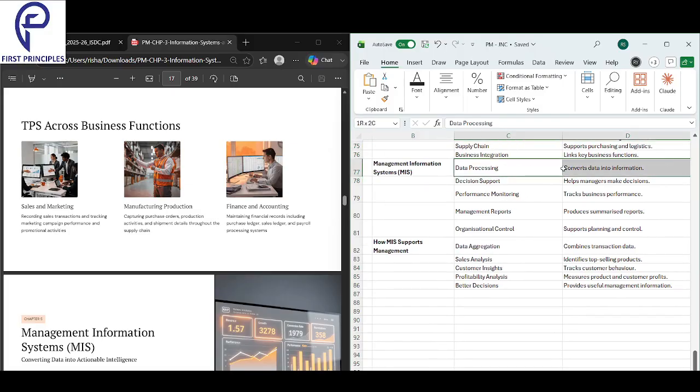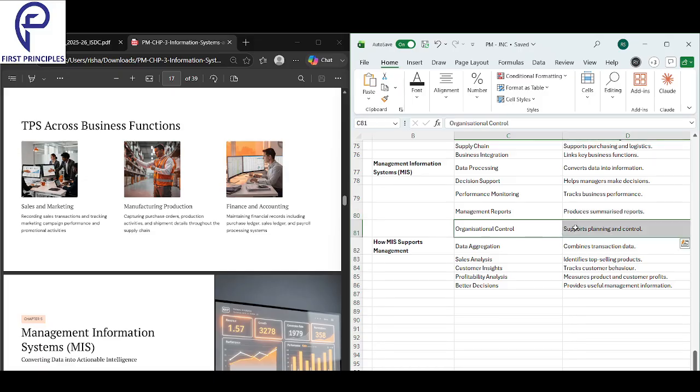And finally, we'll look into MIS here. Management Information System. It converts data into information. Who uses MIS? Decision support. It helps managers to take decisions. M for Management Information System, it helps managers. Right? Performance monitoring. It tracks the business performance. It produces summarized reports. Who uses the summarized reports, guys? Strategic level. Right?